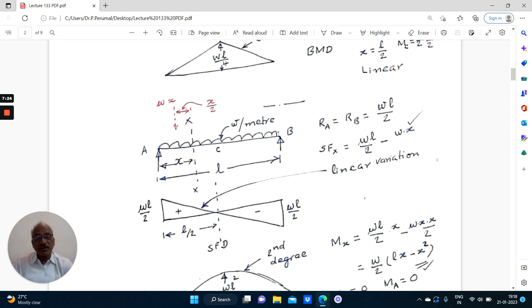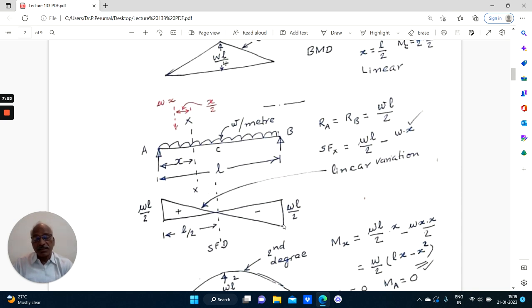Now here you have to substitute. When x equal to 0, this term will vanish. It is WL by 2. When x equal to L by 2, WL by 2 minus WL by 2 will become 0. And when x equal to L, it is WL by 2 minus WL, which is equal to minus WL by 2.